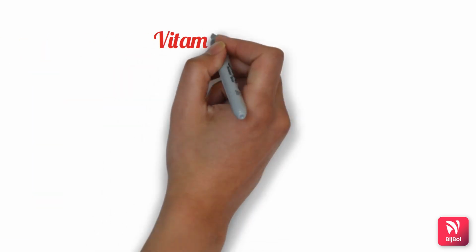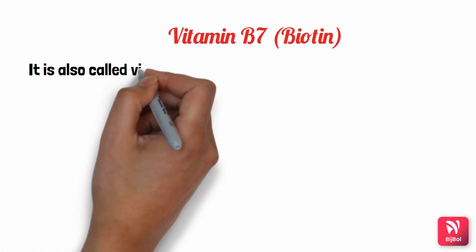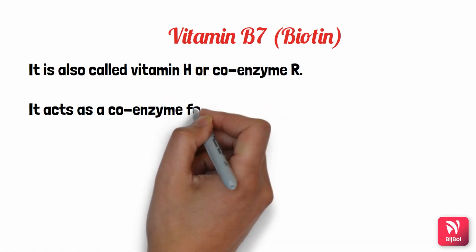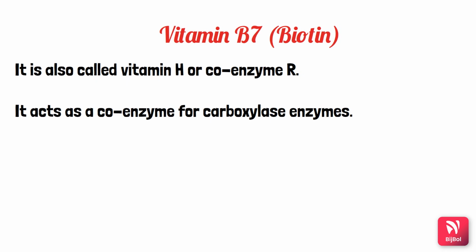Coming to the next B complex vitamin, that is vitamin B7, also called biotin. It is also called vitamin H or coenzyme R. It acts as a coenzyme for carboxylase enzymes. Please remember this point, biotin, vitamin B7, acts as a coenzyme for carboxylase enzymes.